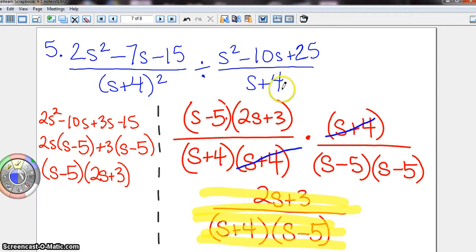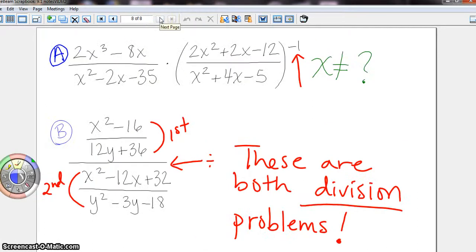One of these each. Remember, you only cancel one top with one bottom. Of course, you might be able to do that multiple times, but you're looking one for one. So all I have is one single factor at the top, the 2s plus 3, and then an s plus 4, and an s minus 5 at the bottom. And that is our answer. Exercise in factoring, once again.